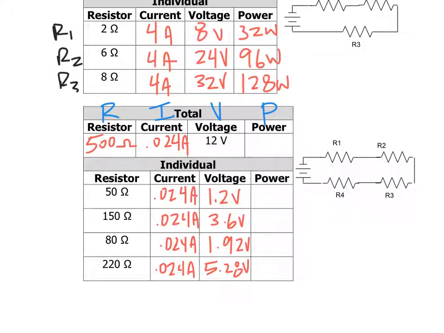And my last step is power. Power is I times V. So I have I, which is 0.024, times V, which is 12. When I multiply those two together, I get 0.288. Okay, next one I've got I times V, 0.024 times 1.2 gives me 0.0288. And we're not going to round yet just for the sake of our calculations. Our next one is 0.024 times 3.6 is 0.0864.